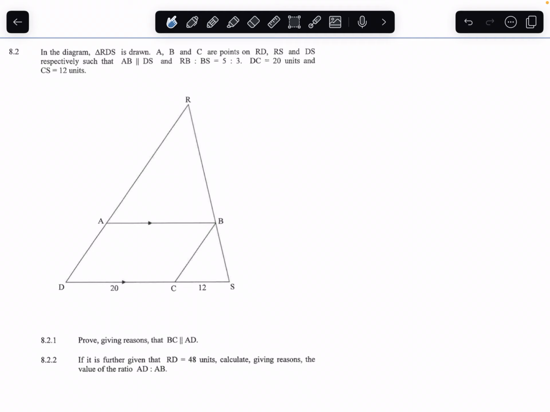In the diagram, triangle RDS is drawn. A, B, and C are points on RD, RS, and DS respectively, such that AB is parallel to DS and RB to BS is 5 to 3.